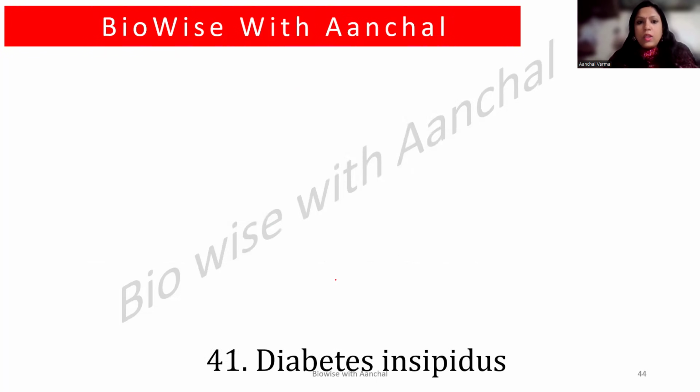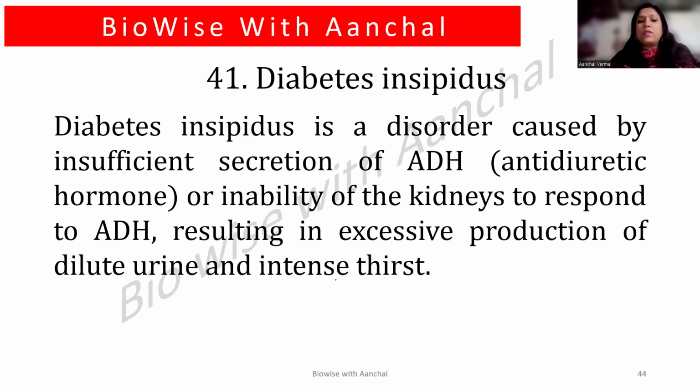Okay. Next one is diabetes insipidus. Diabetes insipidus is the hyposecretion of ADH or vasopressin by the posterior lobe of the pituitary. So in this, what happens? It is an inability of the kidneys to respond to ADH, resulting in excessive production of dilute urine and intense thirst.